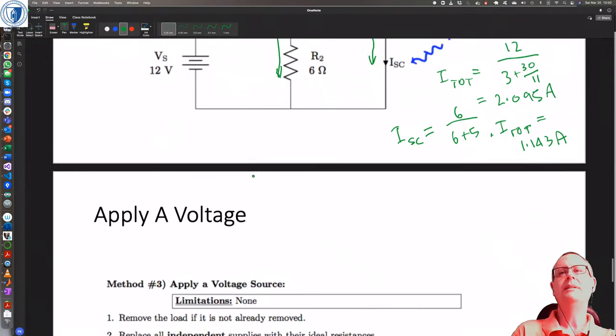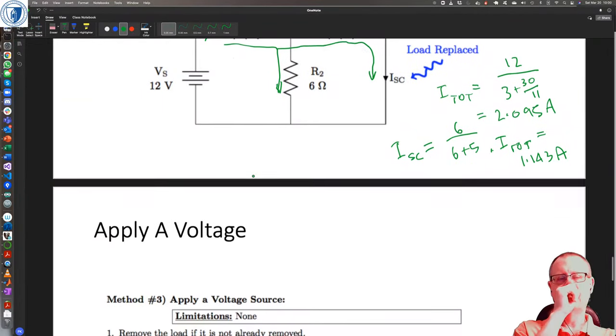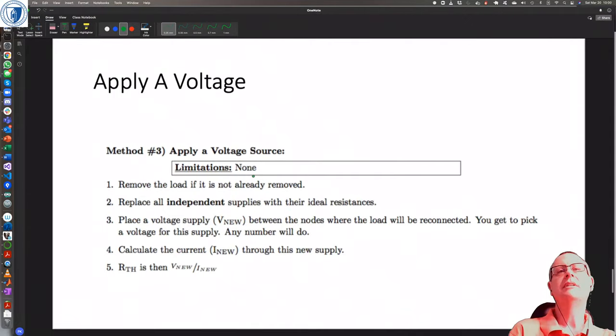So there, the first two Thevenin and Norton equivalent finding values. Here's the third one. This one is the most general. It's not that complicated, but it's the most complicated. But it's not too bad. So this one doesn't have any limitations, which is why it's sometimes useful.